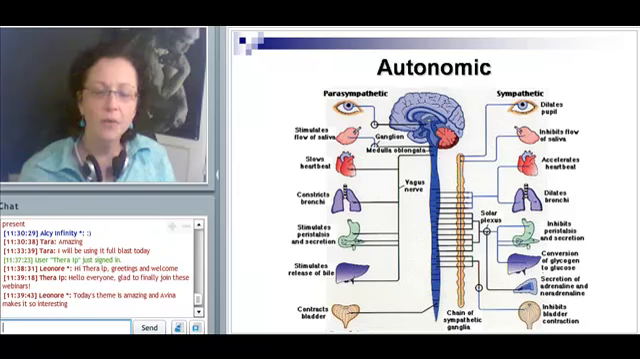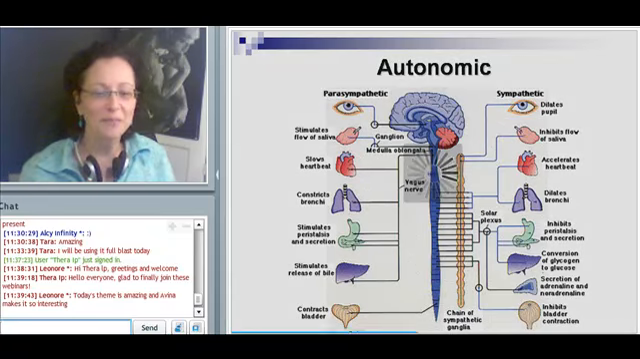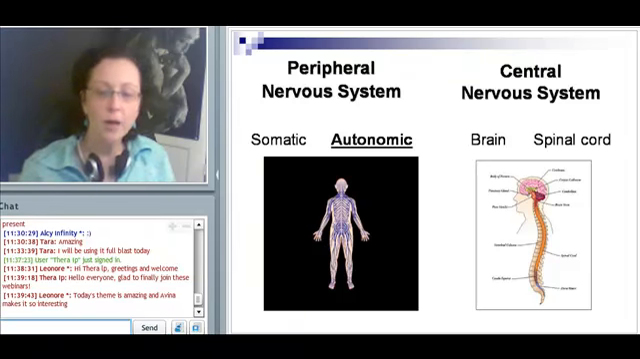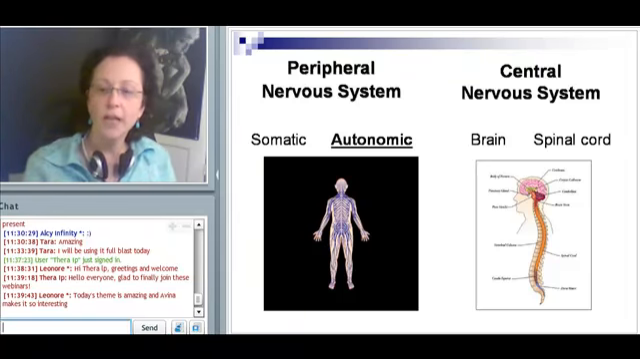So the somatic, yes, let's go back here to this one. Okay, so the peripheral has two nervous systems, the somatic and the autonomic, and the somatic controls the movements of our limbs. It transmits pain, touch, temperature, and position.